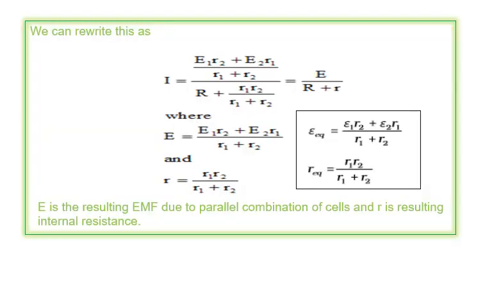And by rewriting the value of current, you can find out that capital E is equal to (E1 R2 plus E2 R1) upon (R1 plus R2), and therefore the equivalent EMF will be equal to this, and the equivalent internal resistance will be R1 R2 upon R1 plus R2. Or you can say the parallel combination resistance, as we have derived earlier also, 1 by Rp will be equal to 1 by R1 plus 1 by R2.